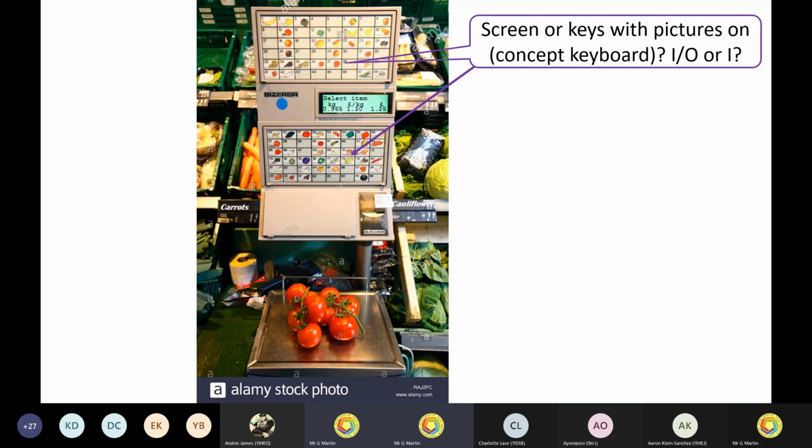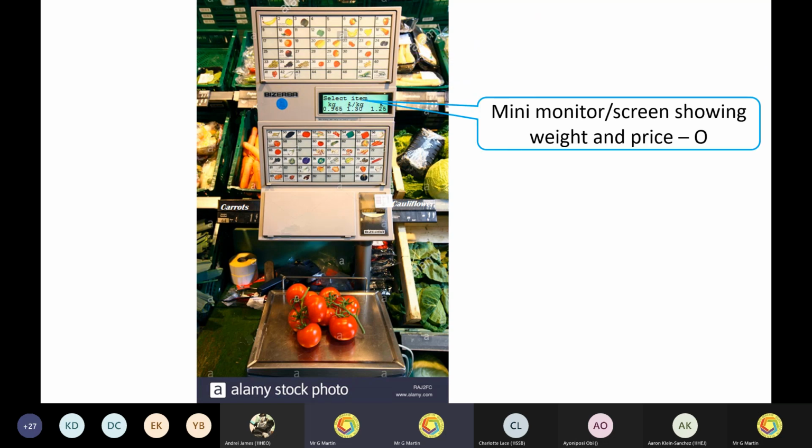And a keypad like that is a pressure sensor. So dependent on which key you press, you actually create a pressure behind it, and therefore that particular key is recognized as an input device by the program it's running. Then you can have a mini monitor, which is a screen showing the weight and the price of what you're weighing. So that is an output device.